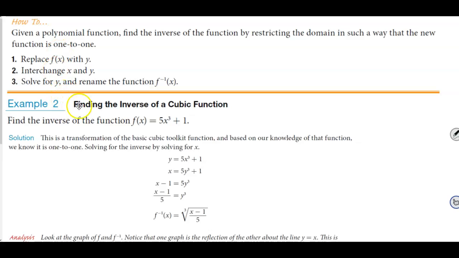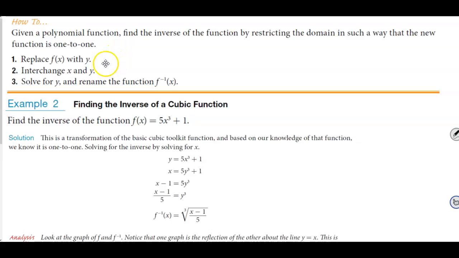Okay, in example number 2, we want to find the inverse of a cubic function. So how do we go about finding an inverse? Well, given a polynomial function, we want to find the inverse of the function by restricting a domain in such a way that the new function is 1 to 1.